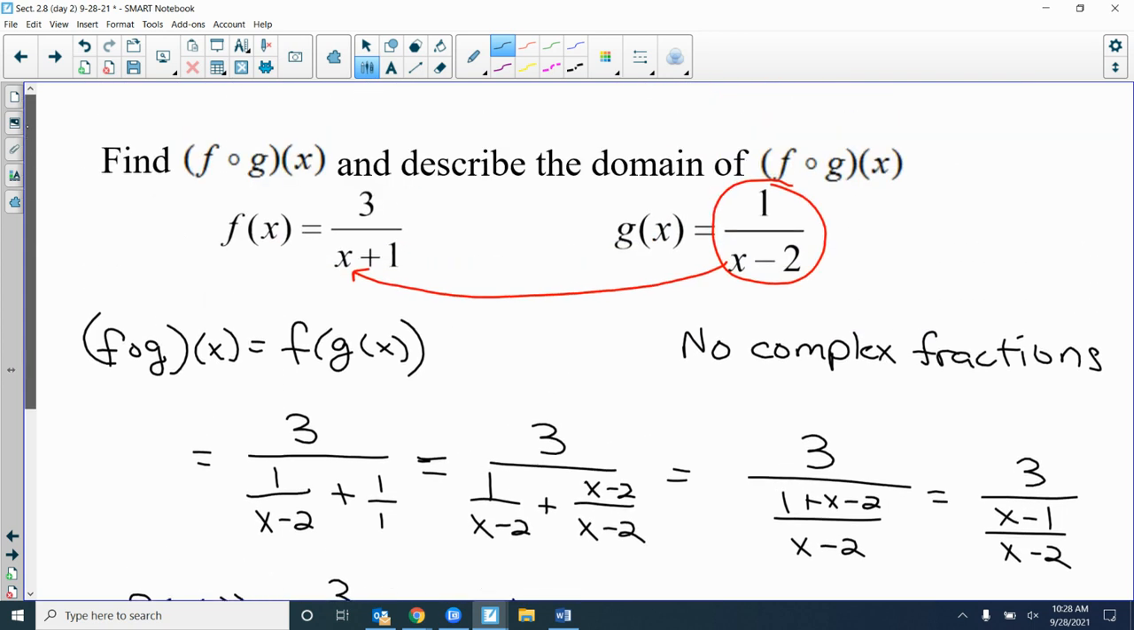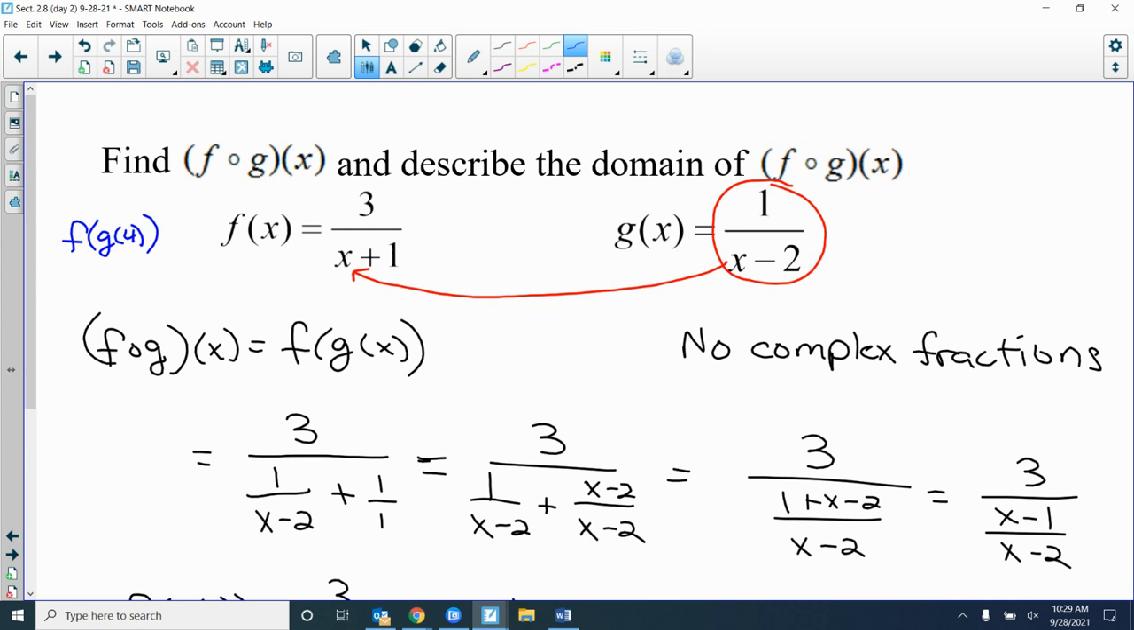All right, now big thing here. What else did it tell you to find? The domain. All right, the domain. The domain's a little bit tricky. I'm going to erase this in a second. How do you find f of g of 4? Brandon, you know how to find f of g of 4? Yeah, you plug. So you plug 4 into g of x, and then what's that give us?